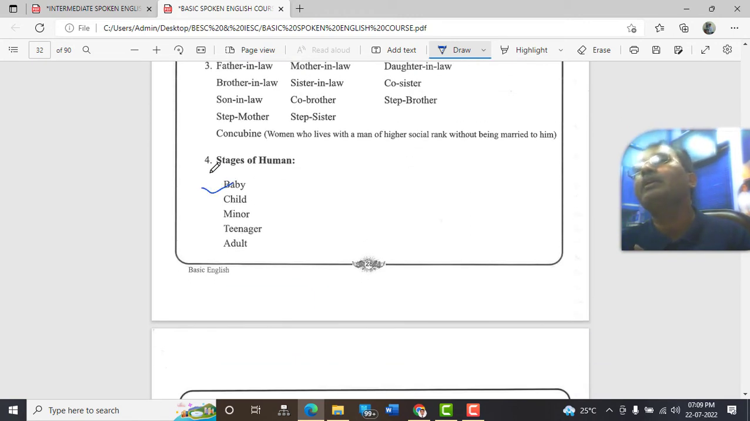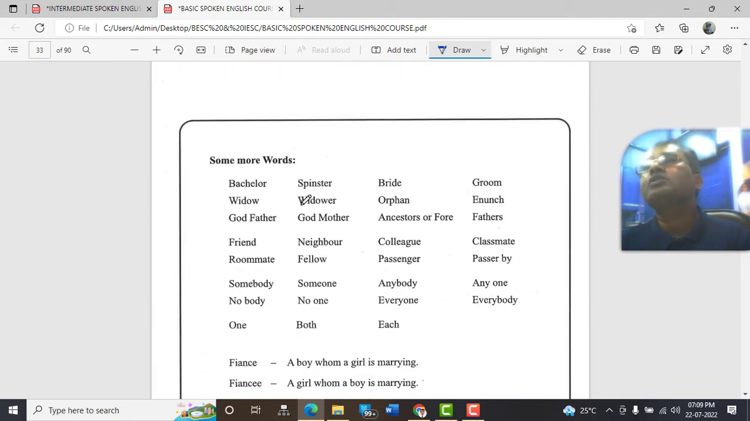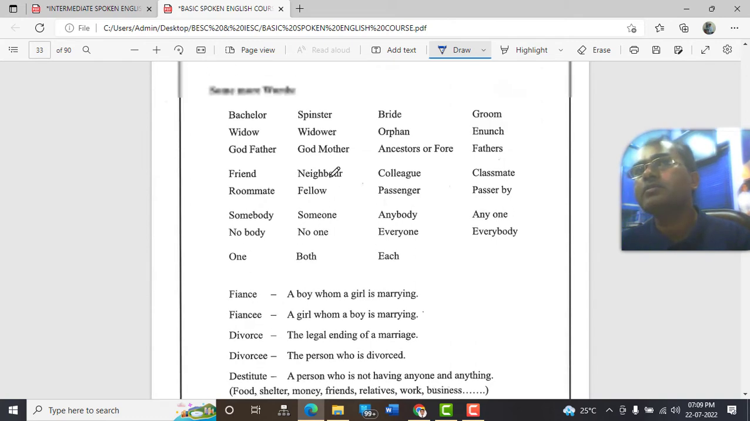Stages of human life. Initially we were a baby. In the mother's womb we were an egg. Then we were a baby. Then we were a child. We were a minor. We were a teenager. We were an adult. So bachelor, spinster, all these words are also important.